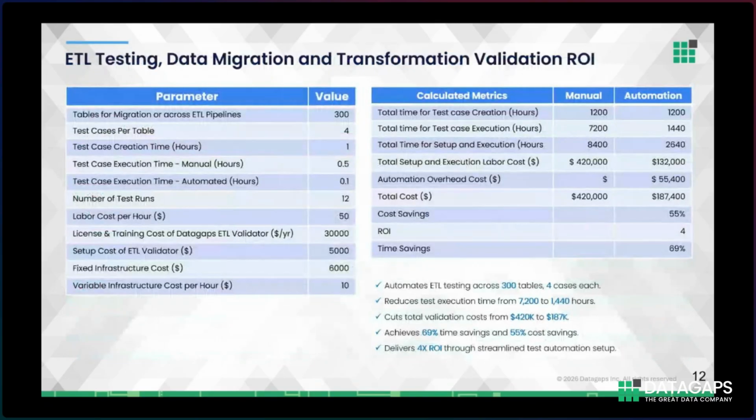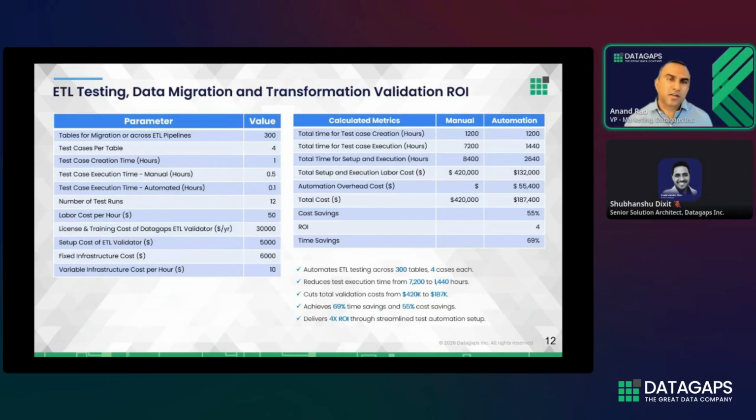So this slide shows the business case for automating ETL testing, data migration, and transformation validation. This is an ROI calculator that compares manual testing with an automated approach using a tool such as Datagaps ETL Validator. We start with a realistic project: 300 tables, 4 test cases per table, and 12 test runs across the entire life cycle in a year. The test case creation is assumed to take the same path in both models, but execution is where the difference becomes clear. Manual execution takes half an hour per test case, while automation cuts it to just 6 minutes.